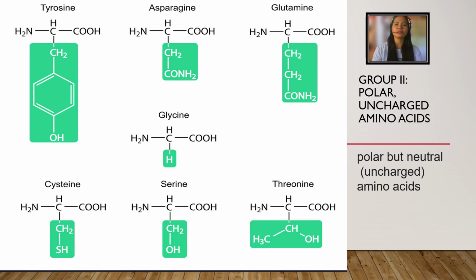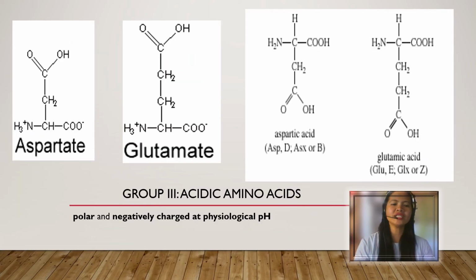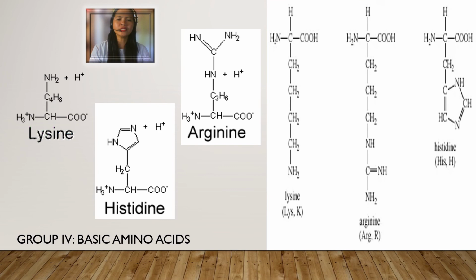So they prefer to project into the aqueous phase. If they are inside the protein, they are hydrogen bonded to other buried polar groups. This is the acidic amino acid. It is polar and negatively charged. This is the R group of glutamate and aspartate. This is the structure of arginine, histidine, and lysine. They are basic amino acids and have a neutral pH.